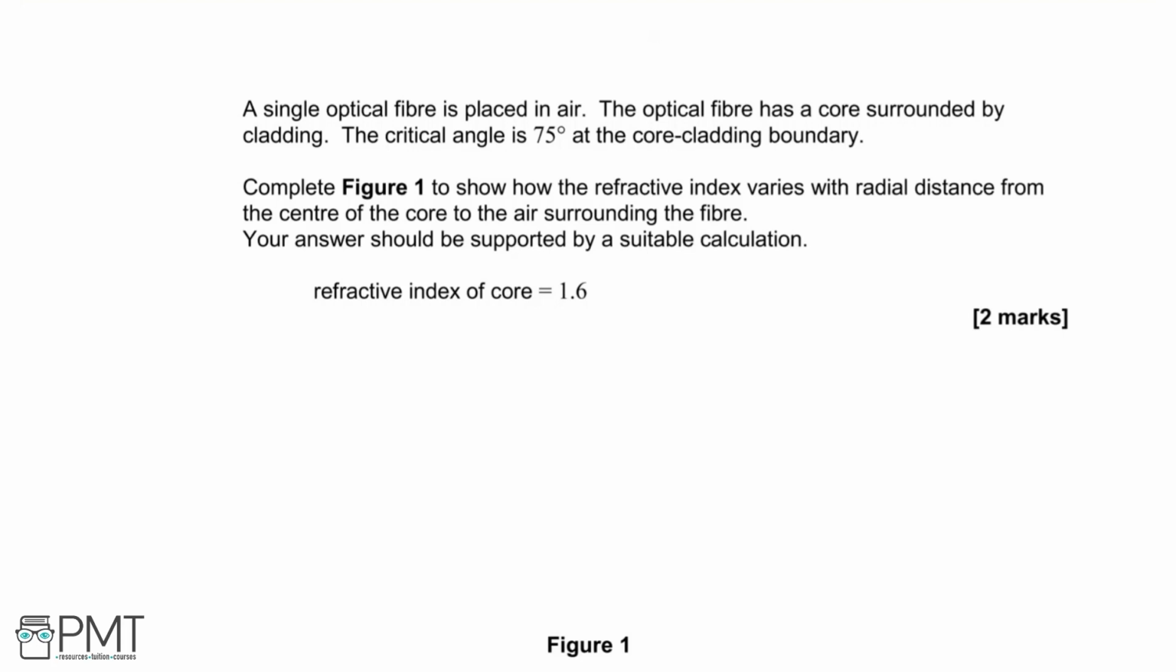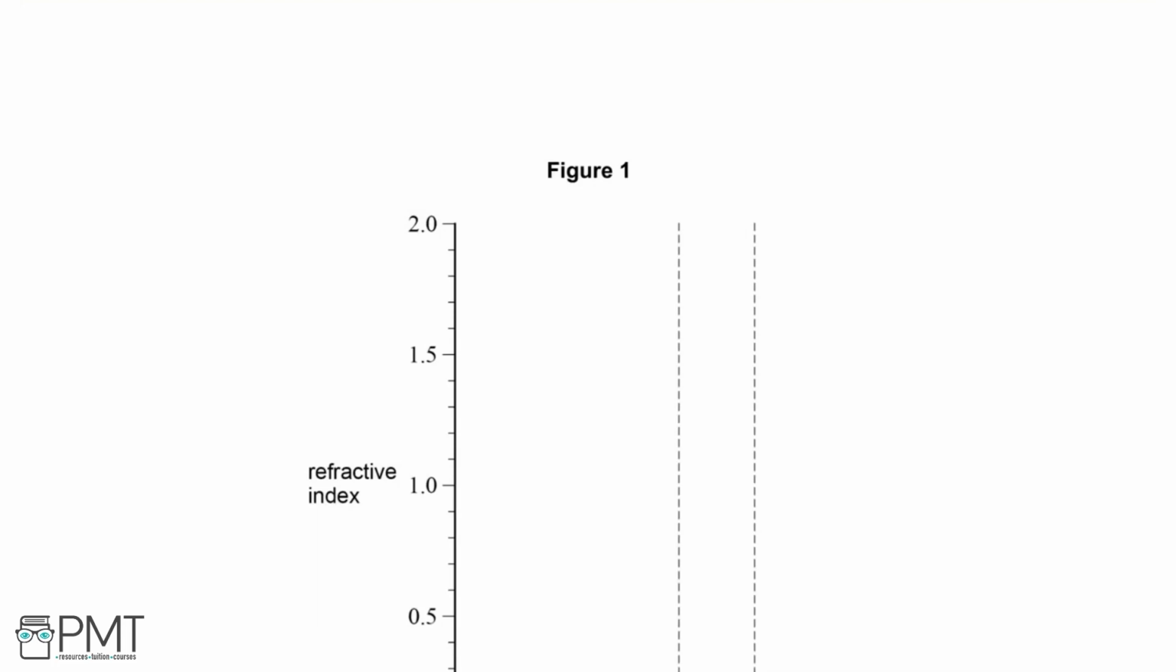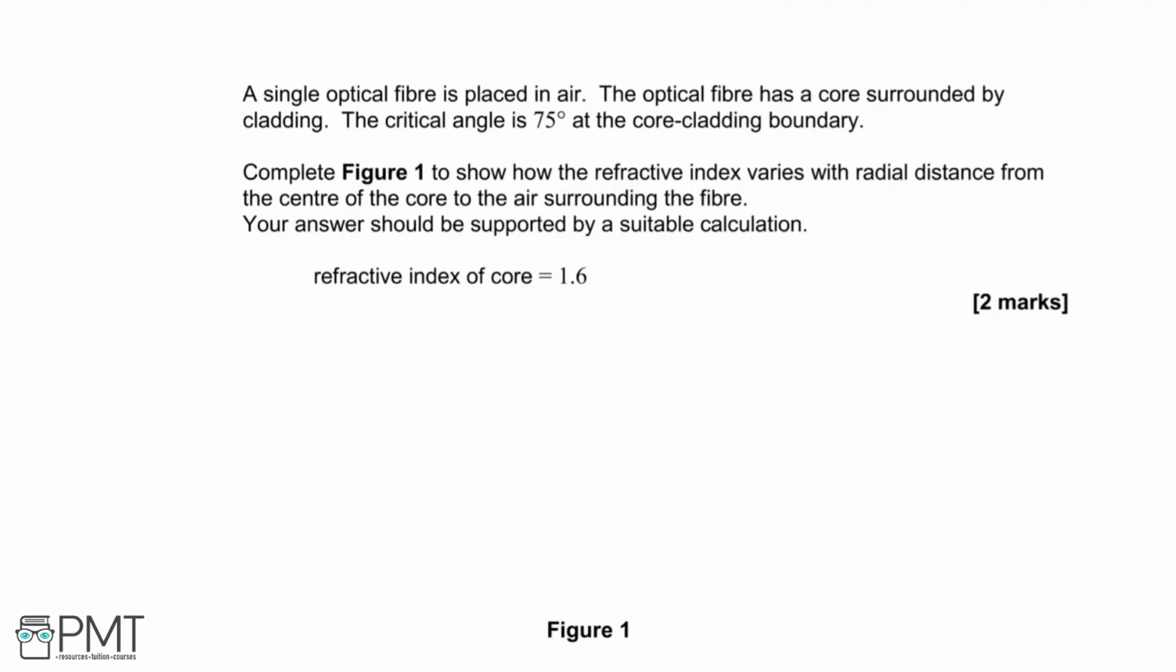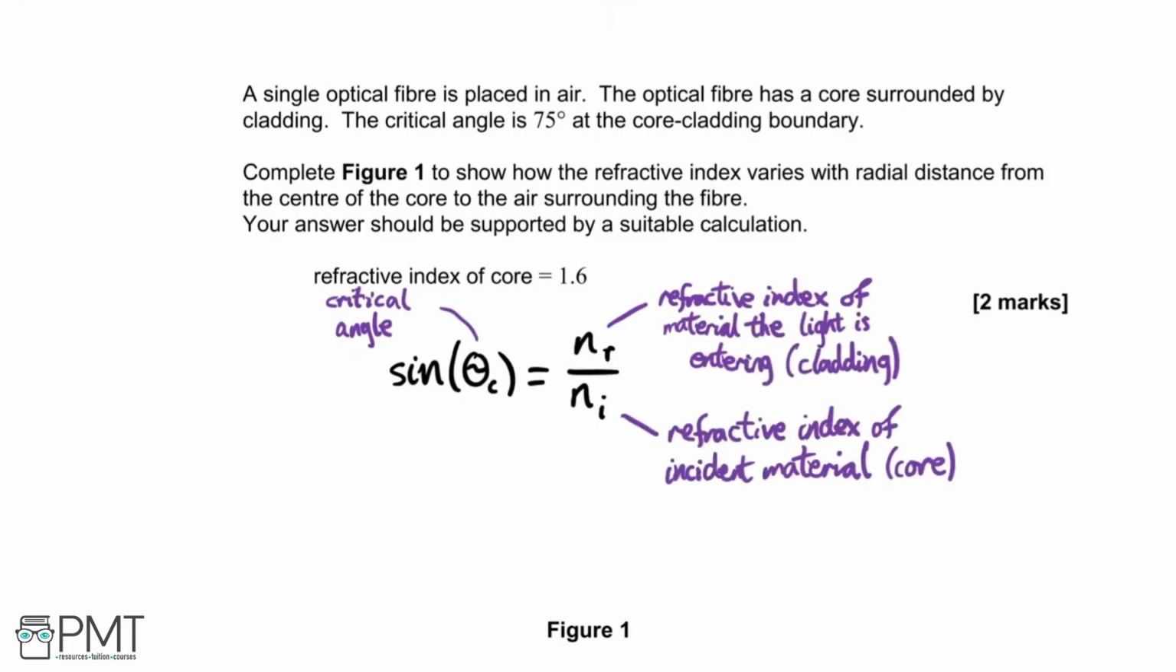and then we're given the refractive index of the core, which is 1.6. We also have this diagram in figure 1, and this has refractive index on the y-axis and radial distance on the x-axis. So the first thing to do is calculate the refractive index of the cladding. The equation that we're going to use is that the sine of the critical angle is equal to the refractive index of the material we're trying to get into divided by the refractive index of the material that we're starting in.